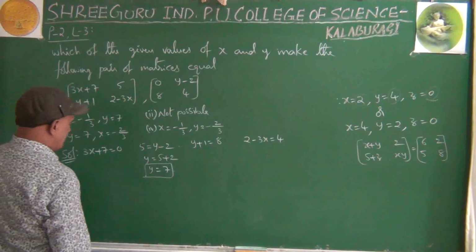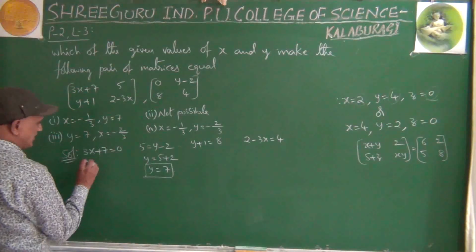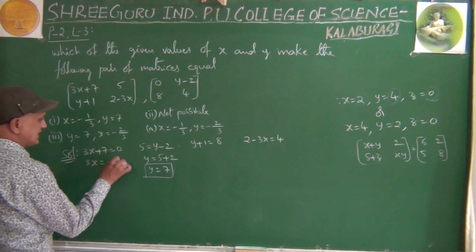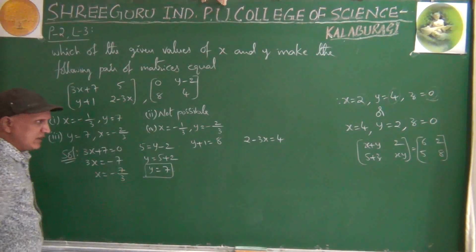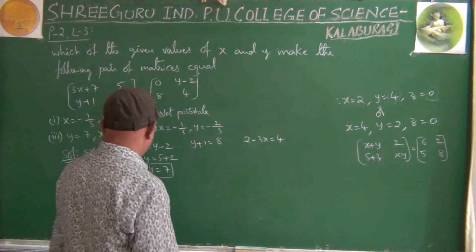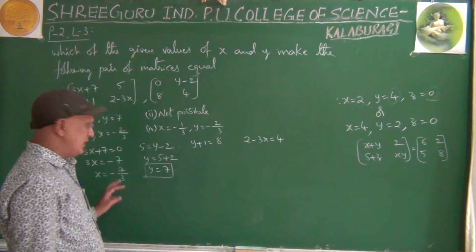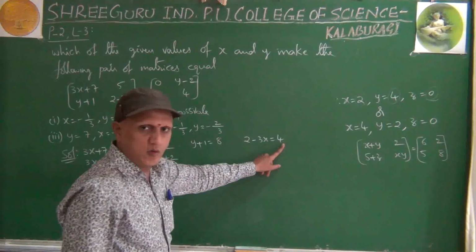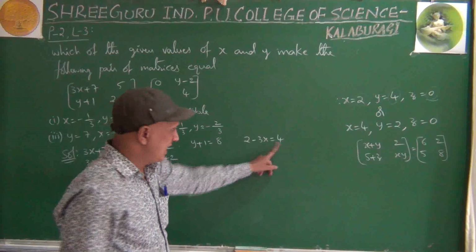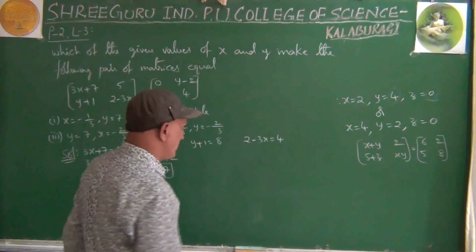Let us see what x value will come. 3x plus 7 equal to 0. 3x equals minus 7. x equals minus 7 by 3. If you put minus 7 by 3 here, we should get 4. Otherwise, both LHS should be equal to RHS. Let us try.